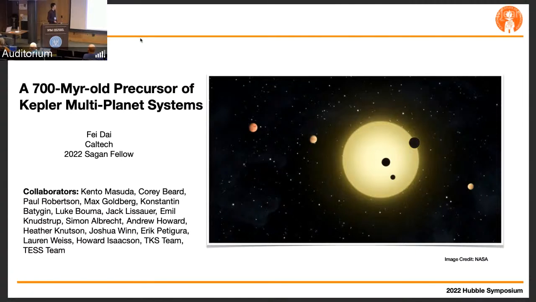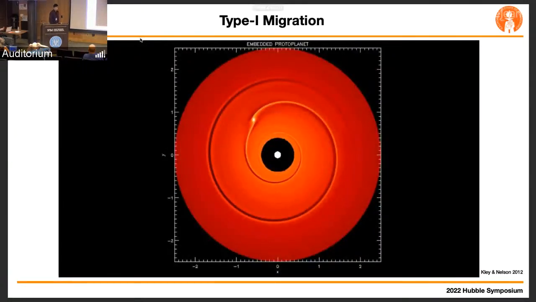In this talk, I would like to highlight one such extreme system. A key prediction of modern planetary formation theory is that planets migrate as they grow in a disk. This is due to gravitational interaction between the planet and the disk. In most parts of the disk, the net effect is for the planet to migrate towards the central star.